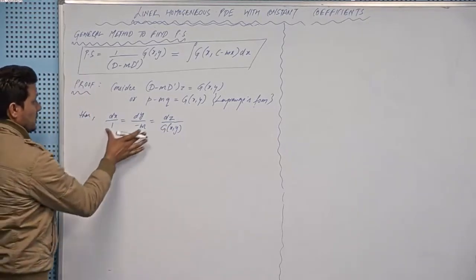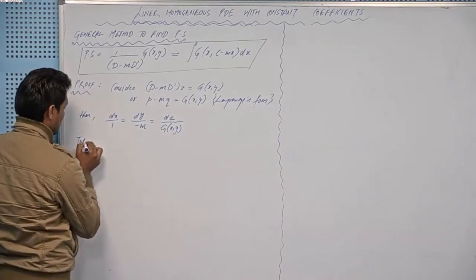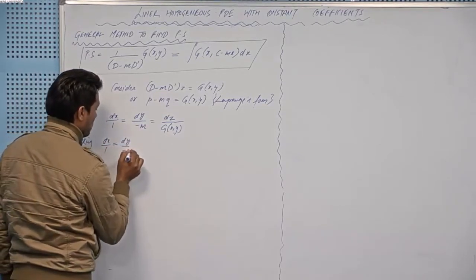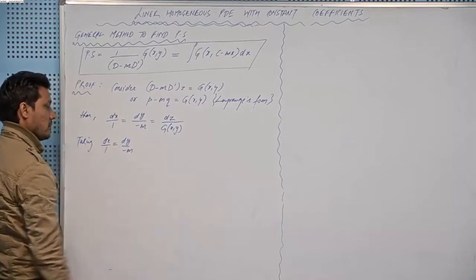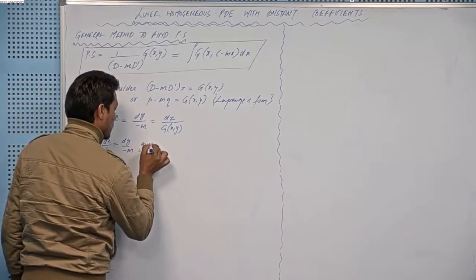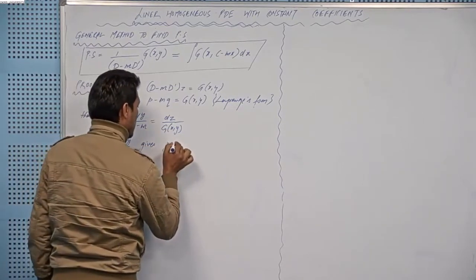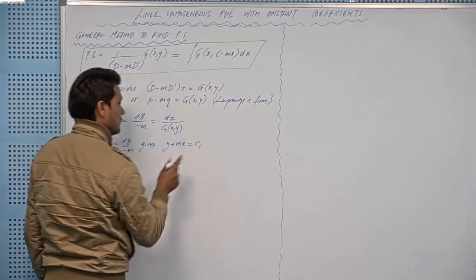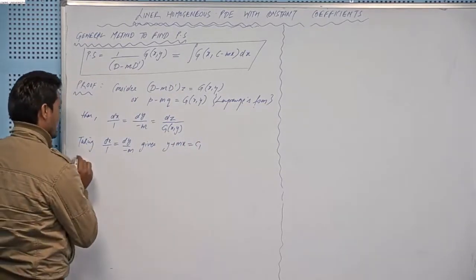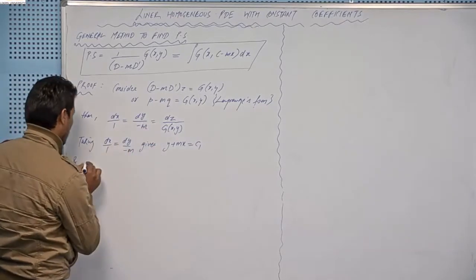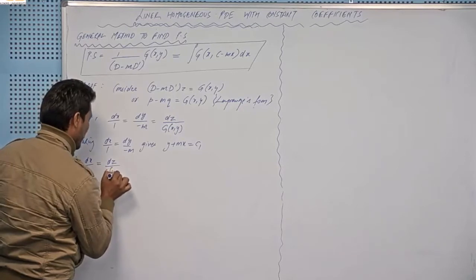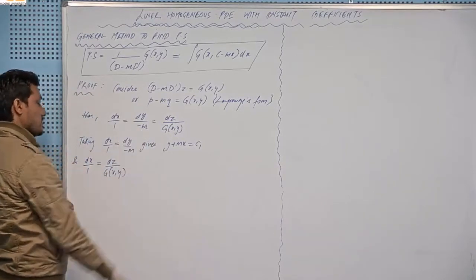Okay, now taking these two ratios, dx upon 1 equal to dy upon minus m, cross multiplying and applying integration on both sides, I will get y plus mx equal to c1, where c1 is the constant of integration, right? And then taking the first and the third ratio, dx upon 1 equal to dz upon g(x, y), taking the first and the last ratio.